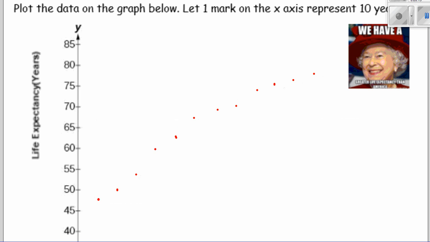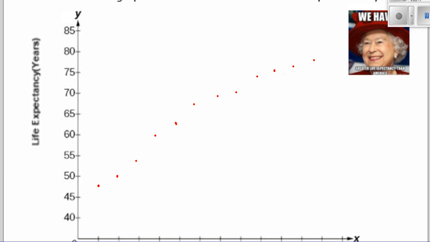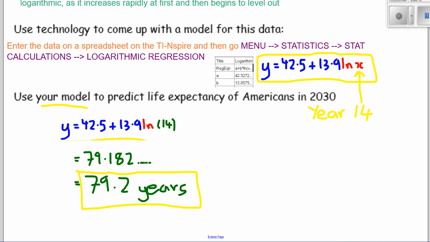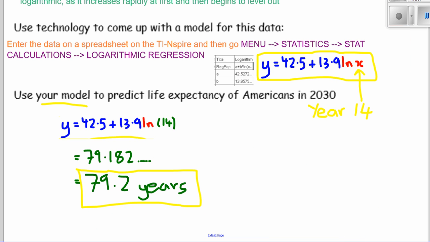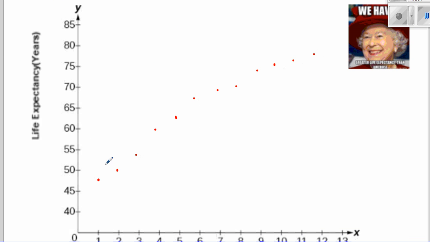Strange things in life and nature and everything can follow these weird mathematical trends. So that's the whole point of modelling: you can plot some data, decide what kind of model might fit that data, do a regression, make that model, and use it to make predictions for the future. Pretty cool.